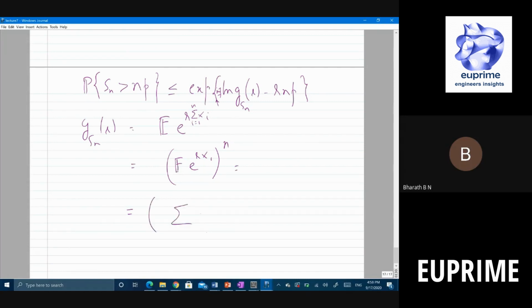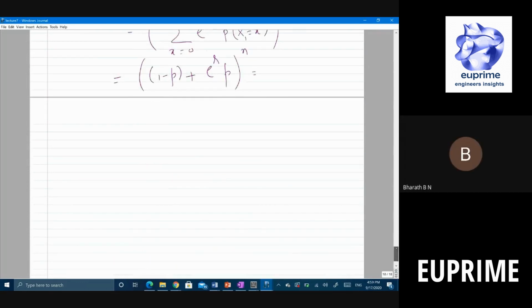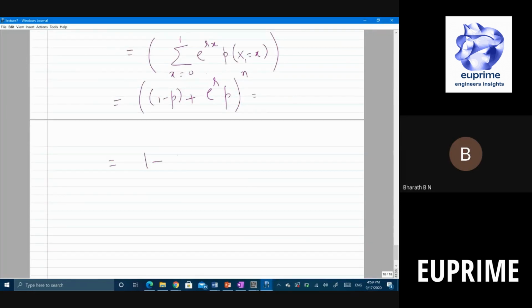This is the summation over all x of e to the power rx into the probability that x1 equals x, where x equals 0 and 1, whole power n, right? So whenever x equals 0, you have 1 here, and the probability will be 1 minus p. Whenever x equals 1, you have e power r, and the probability will be p, whole power n. So now what do we have? We have 1 minus p times 1 minus e power r whole power n. Do you agree?